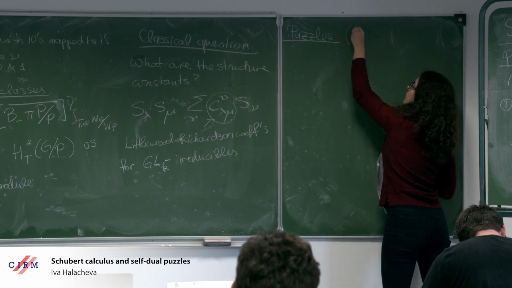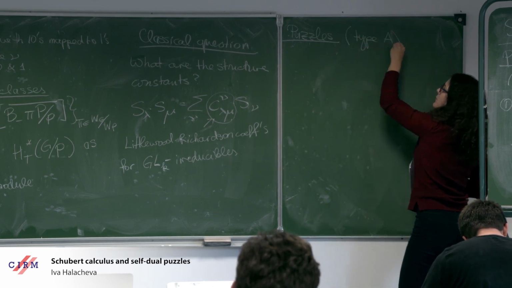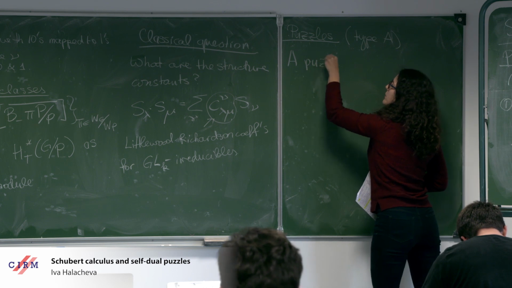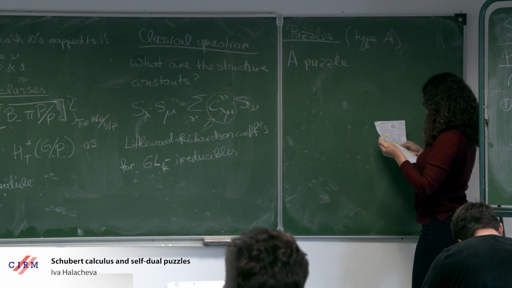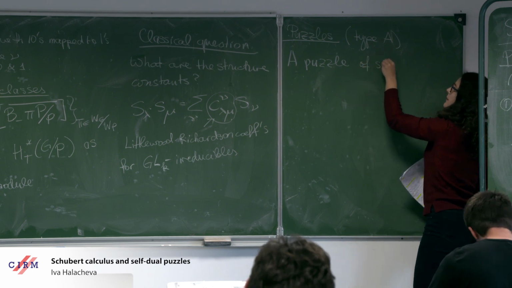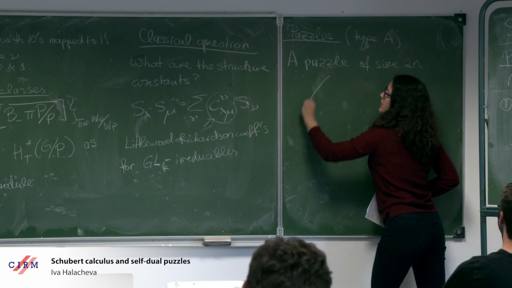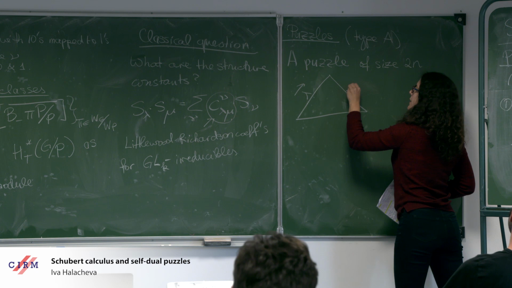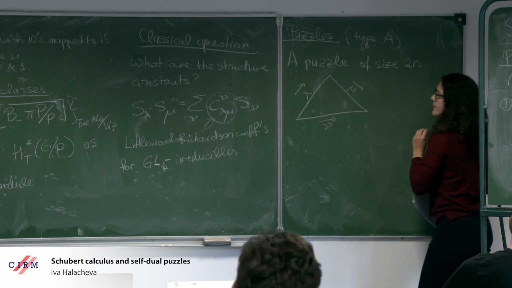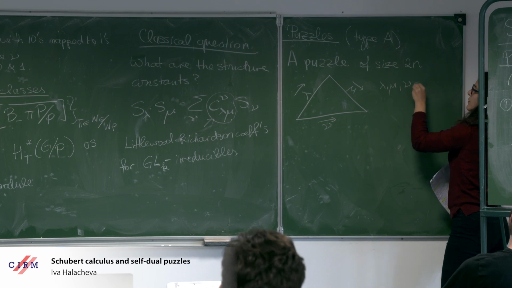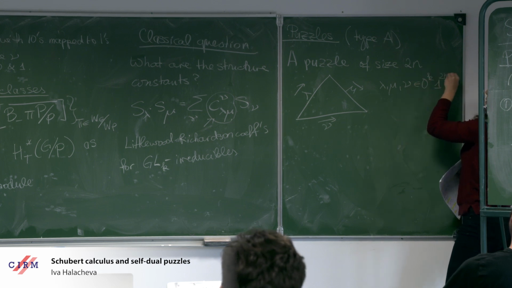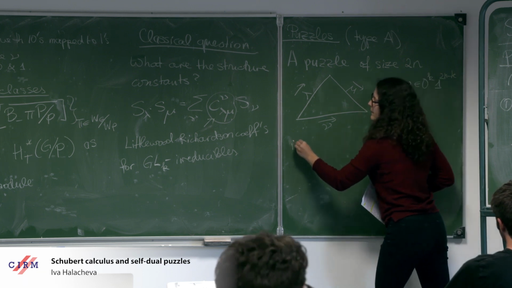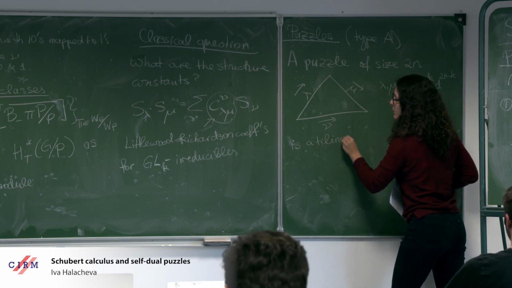For the moment I will restrict my attention to type A. So a puzzle, let's say of size 2n, we'll think of it as an equilateral triangle labeled with lambda, mu, and nu on the sides, where lambda, mu, and nu are binary strings of the type we considered before. So it is a tiling of this triangle with the following pieces.